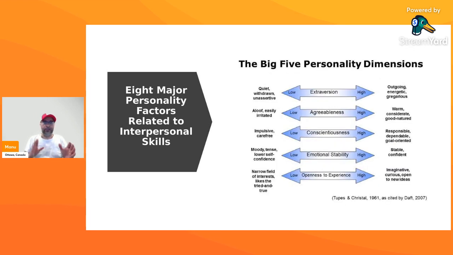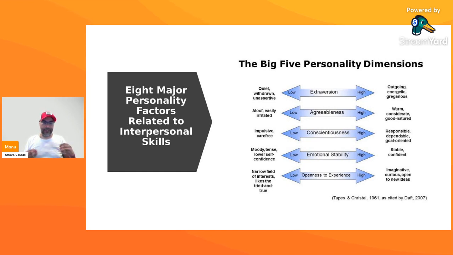Yeah. So as I explained, extroversion on the high side is outgoing, energetic, gregarious. On the low side is quite withdrawn, unassertive. But that doesn't mean that the person does not want to engage. That just means that the person has a preference for a certain kind of an environment. Agreeableness on the right side, on the high side, is warm, considerate, good-natured. On the left side, aloof, irritated, often irritated.